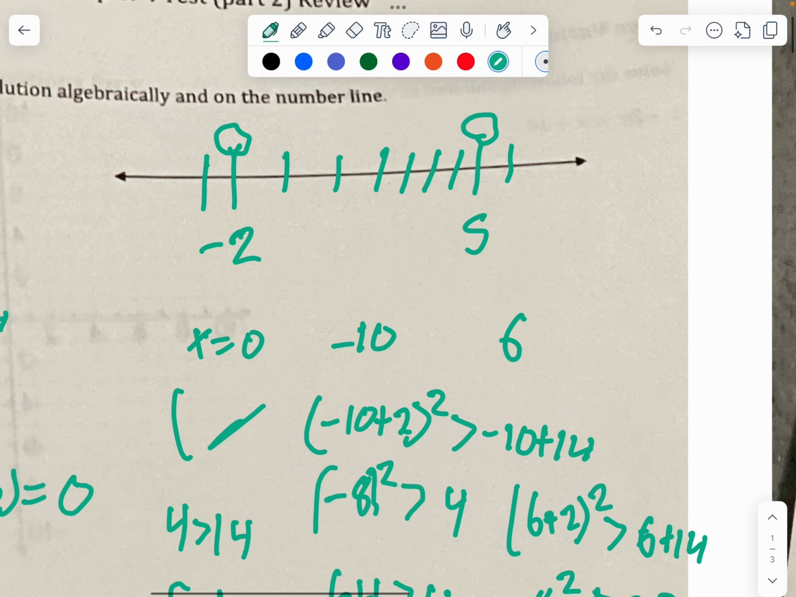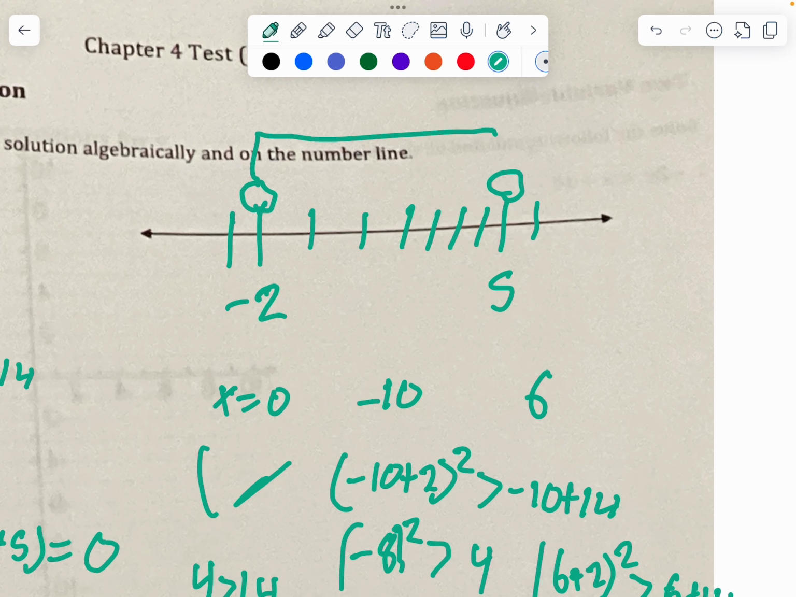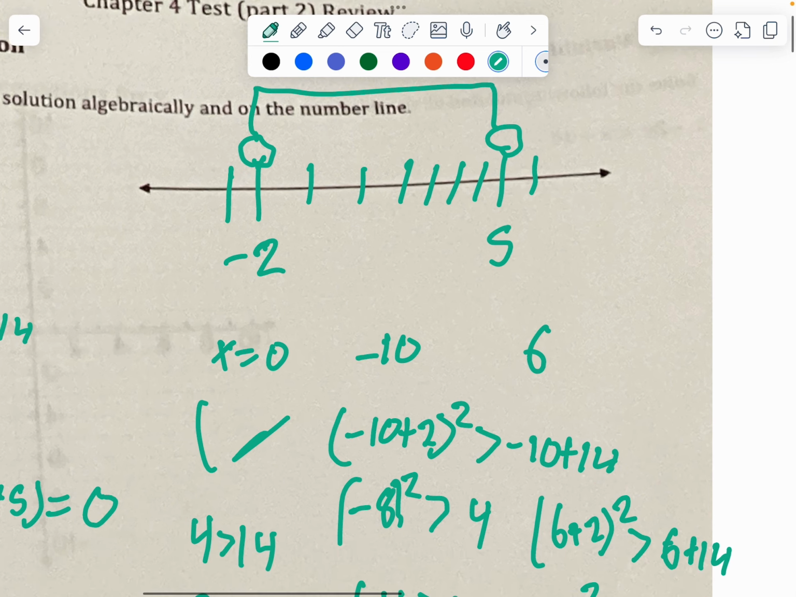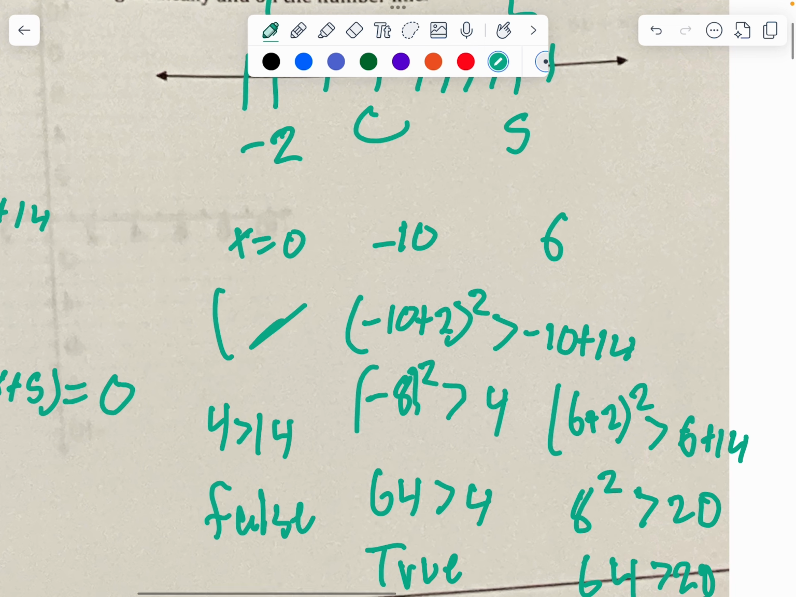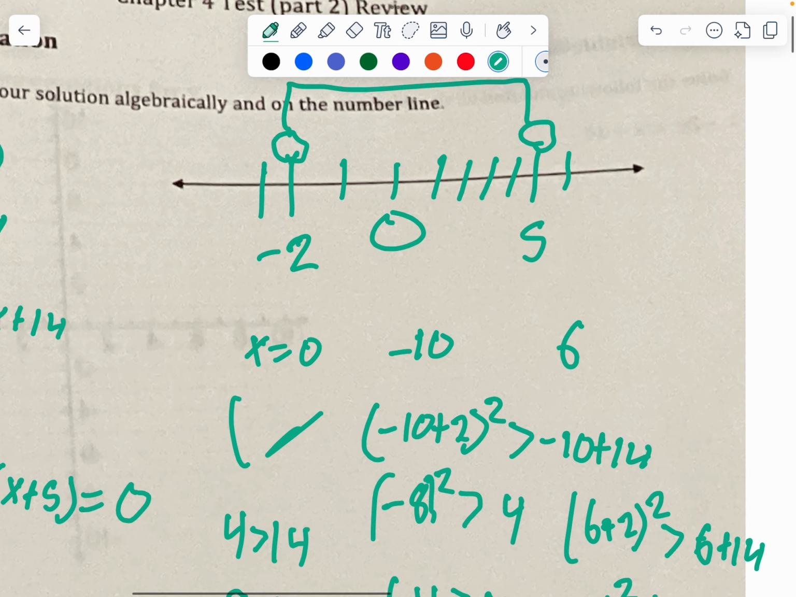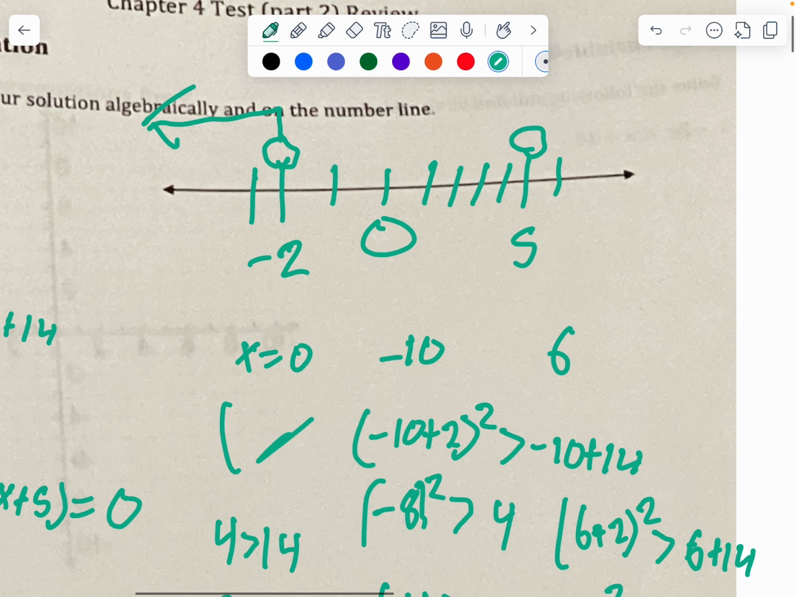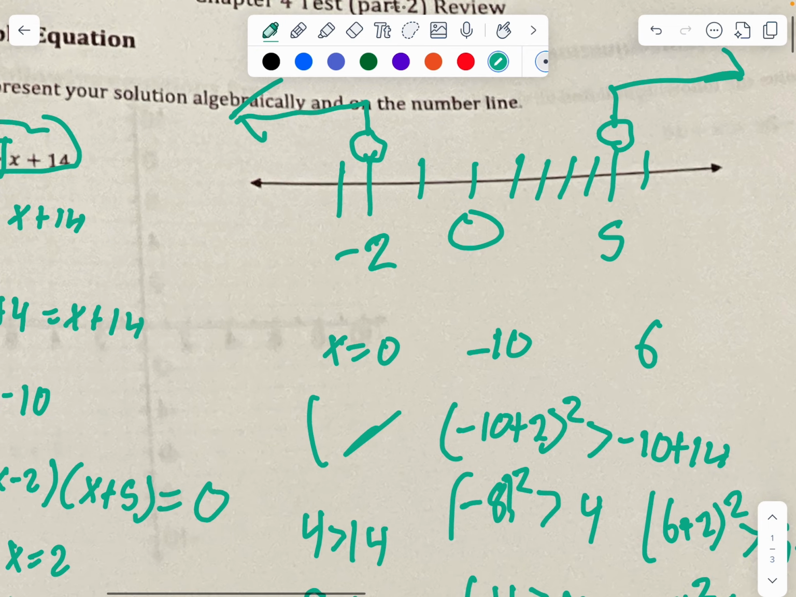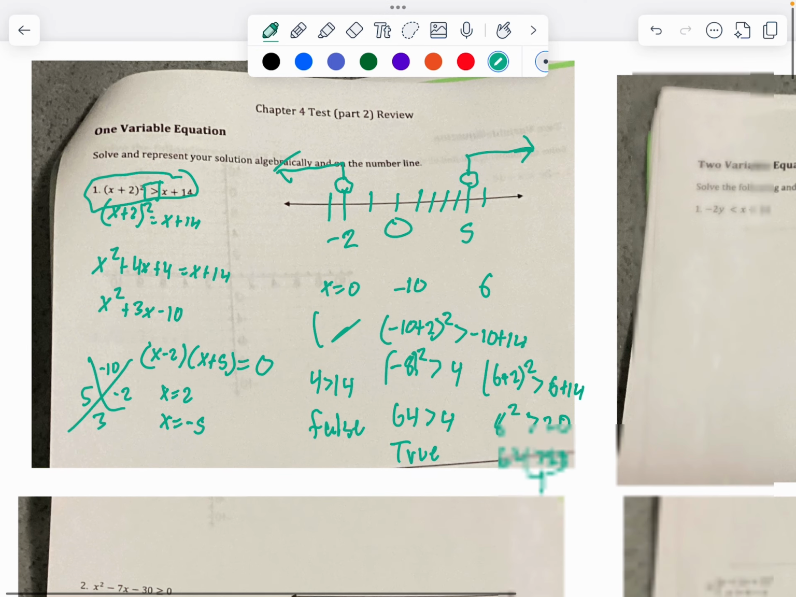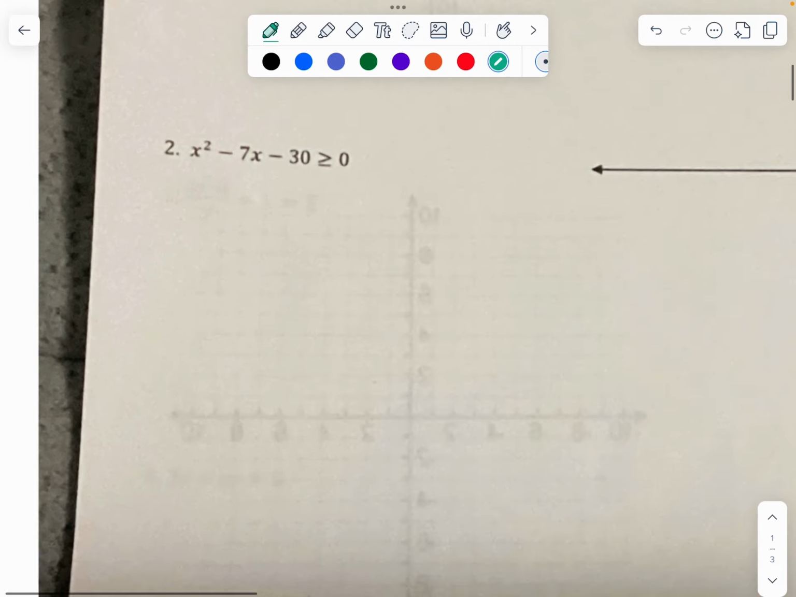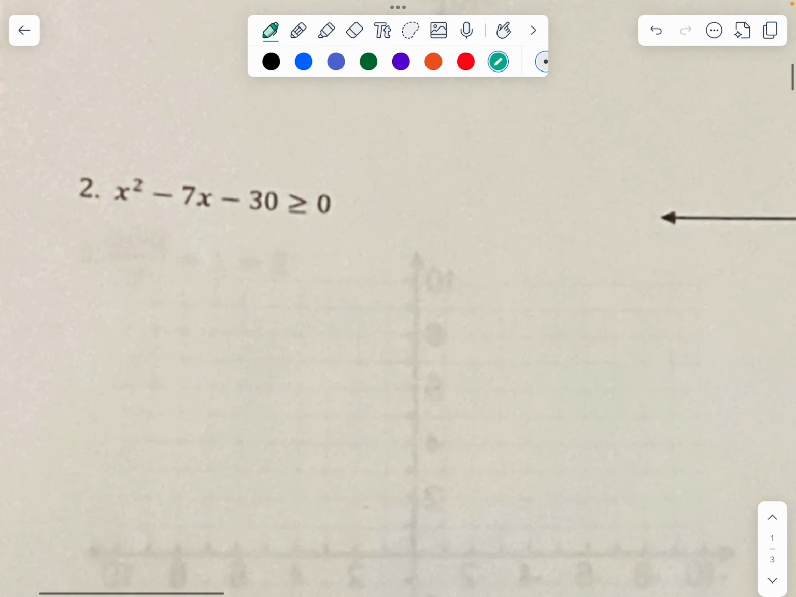Okay, so if we connect them like this, it would be wrong because we tested 0. 0 is like right there, and it doesn't equal true, so it'd be wrong to put it there. So actually, they're going to be pointed out this way because that's where it makes the problem true. I'll go a little faster on this one. This one's going to be a filled-in dot.